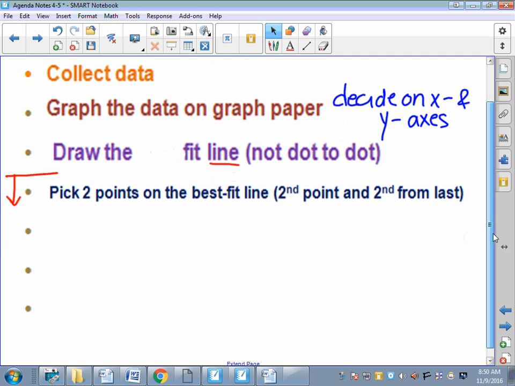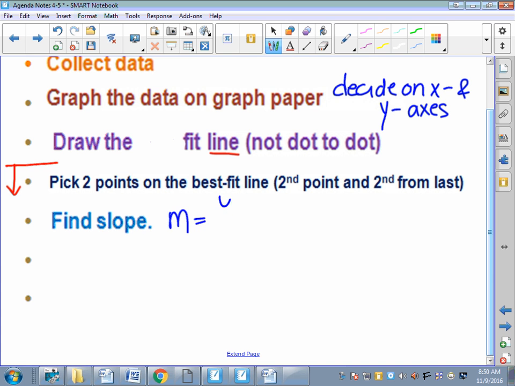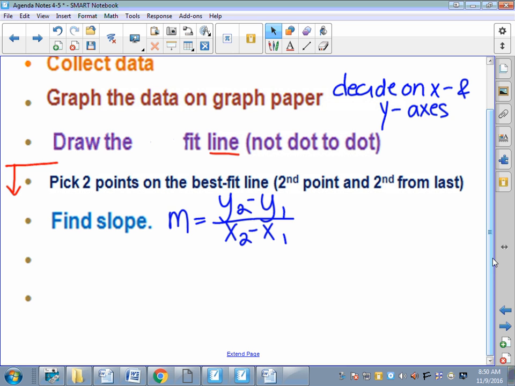So we're always going to use the second point and the second from the last point. And I'm telling you straight up, if it's not in order, put it in order. So second and the second from the last. You're going to use those 2 points to find slope. Everybody knows how to find slope. We're going to go back to our old-fashioned slope formula. That's why we spent so much time talking about it and writing equations.